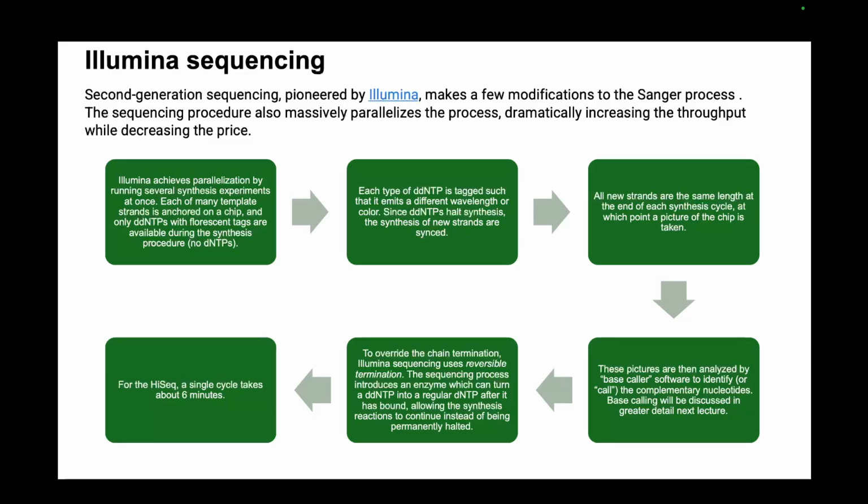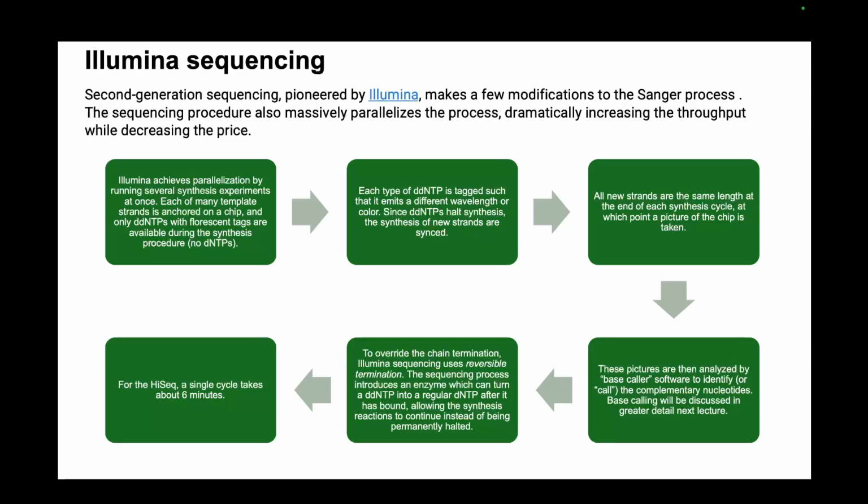To override the chain termination, Illumina sequencing uses reversible terminator termination. Basically, once you have added a ddNTP, it should ideally stop the sequencing, but you can use this reversible termination technique. The sequencing process introduces an enzyme which can turn a ddNTP into a regular dNTP after it has been bound, allowing the synthesis to continue. So in each cycle, you add a ddNTP, take a picture of what the base is, and then add an enzyme which converts the ddNTP to a dNTP so that you can continue this iteration.